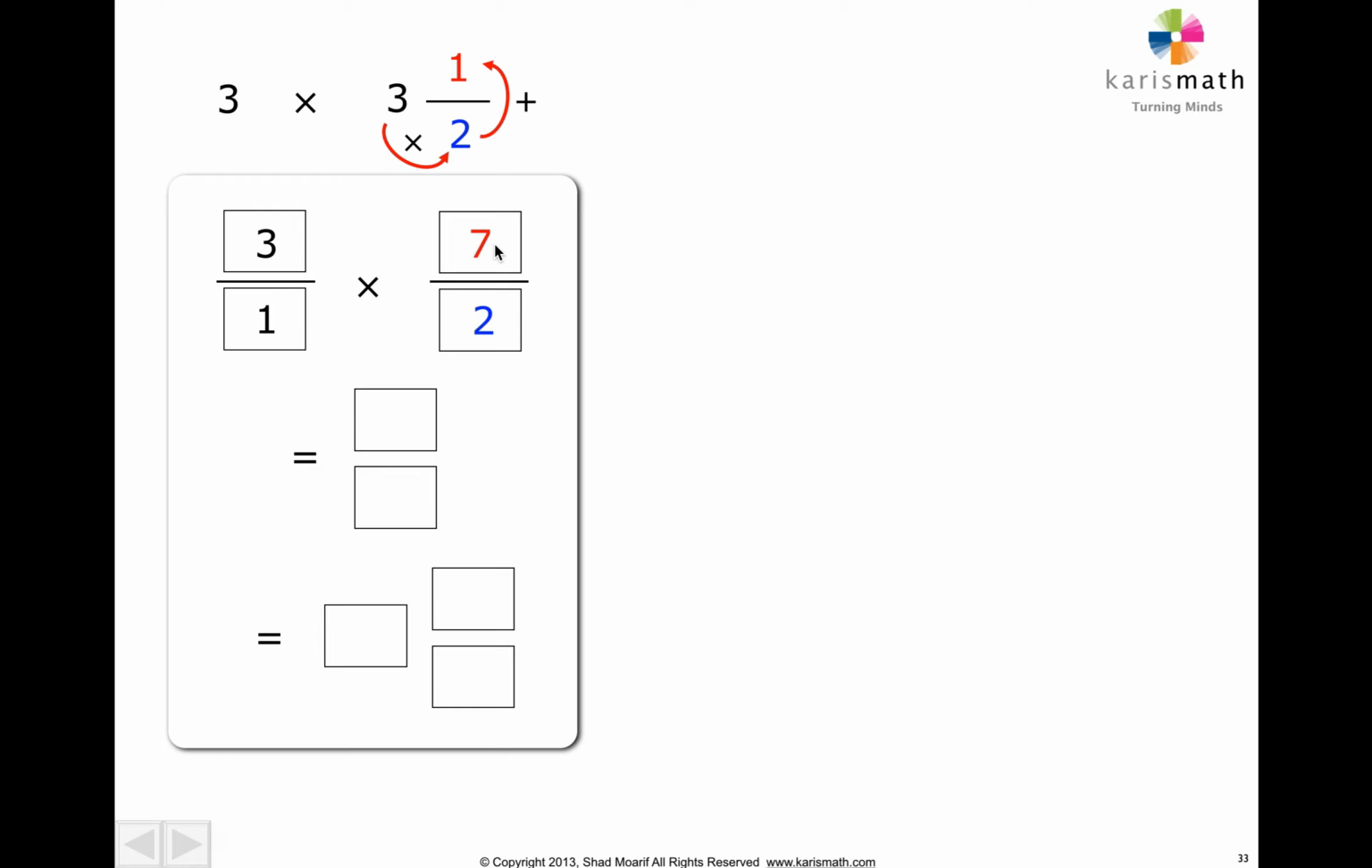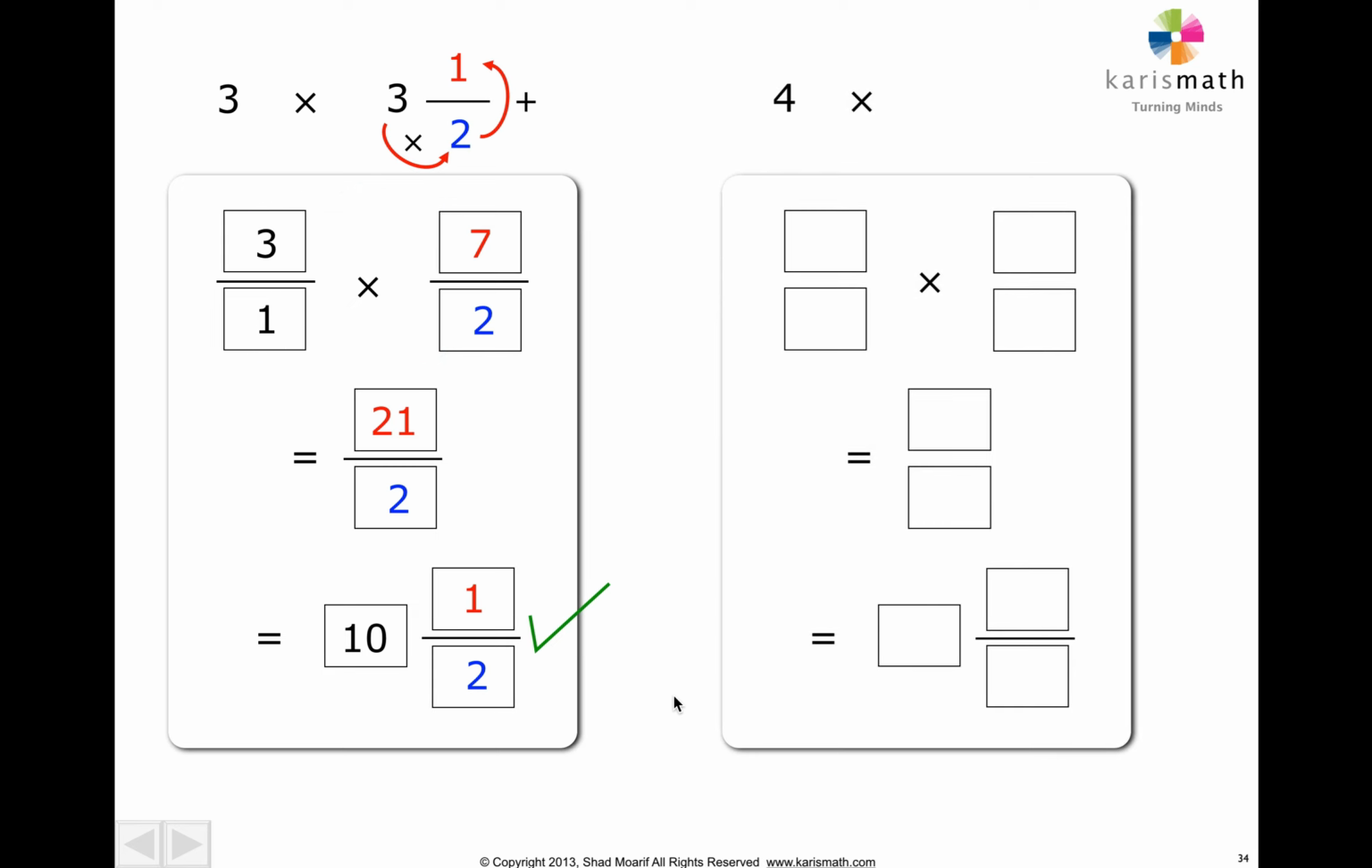Now what do we do? Yes, we multiply across on the top. That's 21. Multiply across to the bottom. 2, that's 21 halves, which means it's 10 wholes and a half. Try another one. You're doing good.